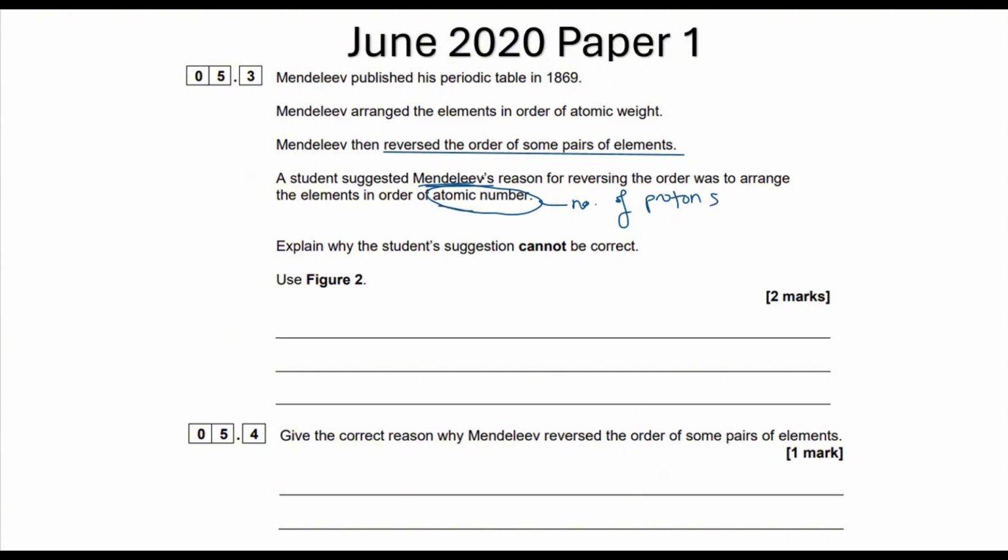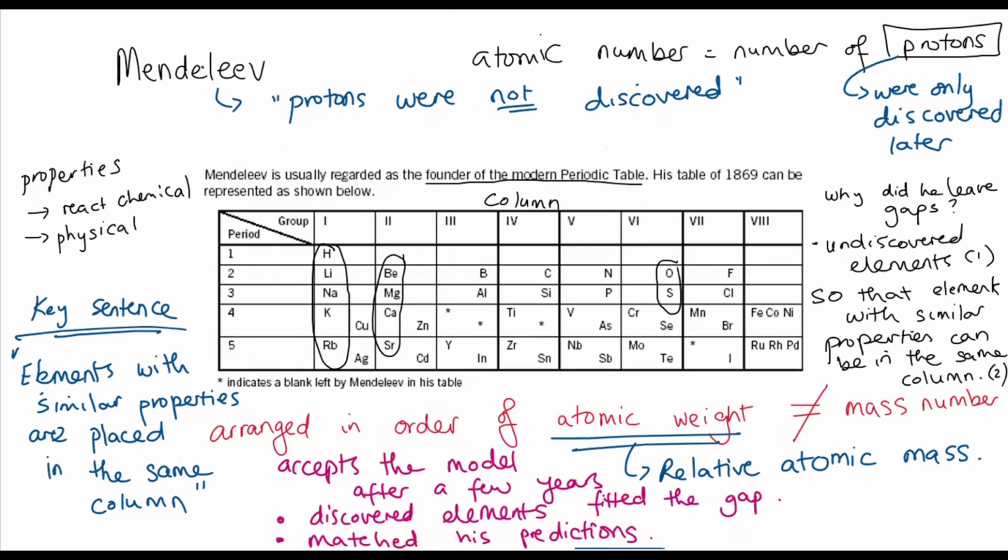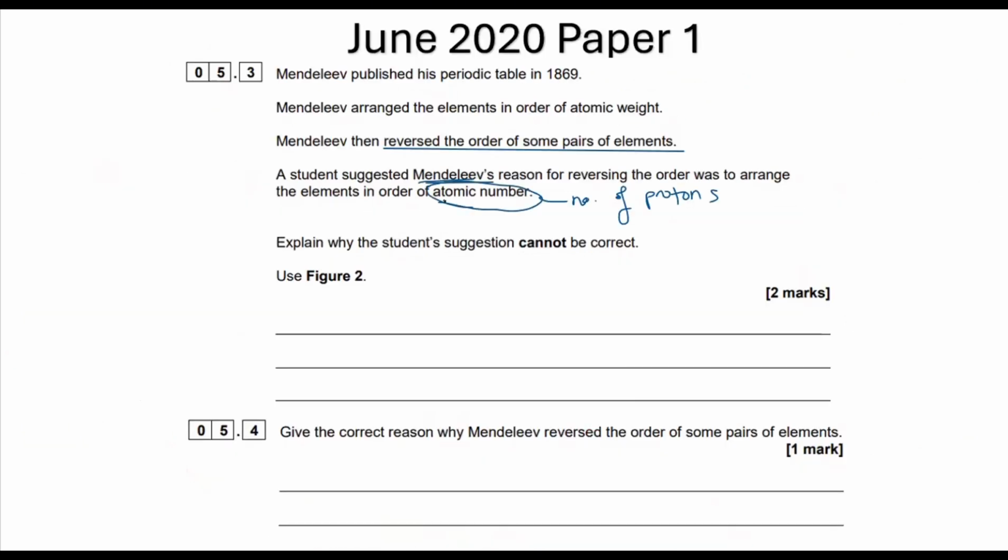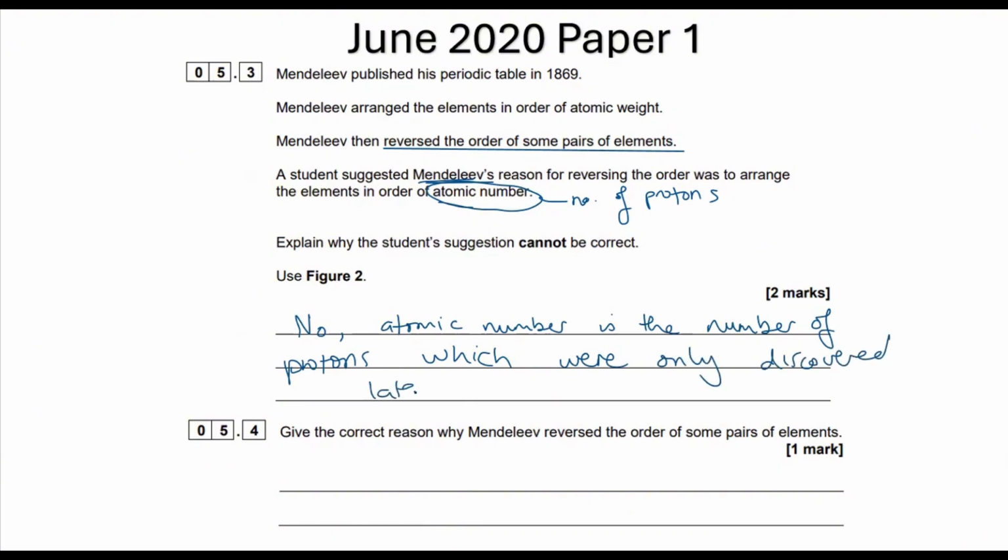But what did we learn about protons and Mendeleev? Protons, they were not even discovered at that time. So can she be correct? Can they be correct? No. Because atomic number is the number of protons, which were only discovered later, right? Or they were not discovered at that time. So they cannot be correct.